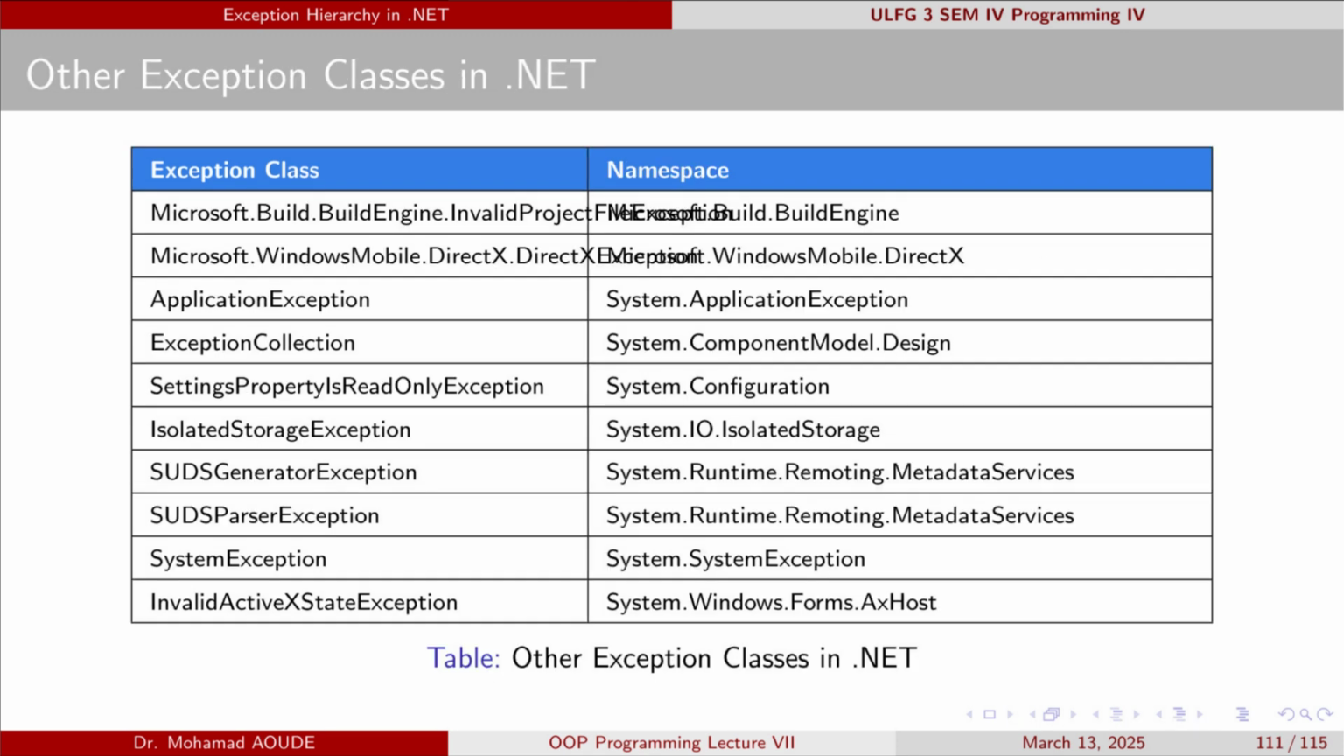Beyond the core libraries, you'll encounter exceptions from specialized namespaces: InvalidProjectFileException in build tools, IsolatedStorageException for secure storage, SUDSParserException in remoting services. These demonstrate how .NET's exception system extends across its entire ecosystem.